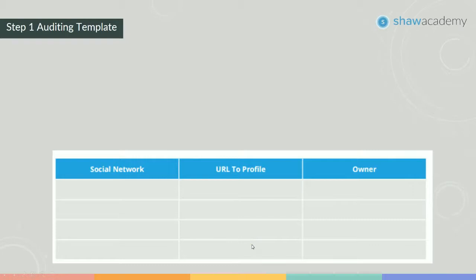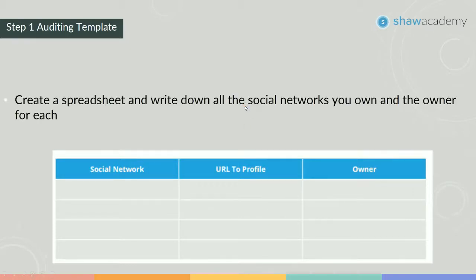Then, so first step, as we said, create a spreadsheet and write down all the social networks you own and the owner for each. So easy to say. Create your columns here: social network. It could be Facebook, LinkedIn, Twitter, Instagram, whatever it is. URL to profile, the same URL you sent me for the checking of your page, and the owner. Who is the owner of this social media network?